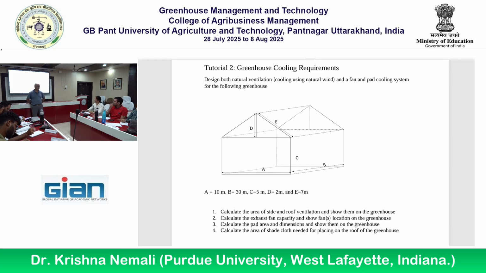Pad area formula: exhaust fan capacity divided by 250. The air velocity specification is 250. But again, that is in feet. It is not in meters. Everything here is in meters, so you have to convert them. 1 meter is approximately 3.33 feet, or 1 meter square is approximately 10.8 square feet.